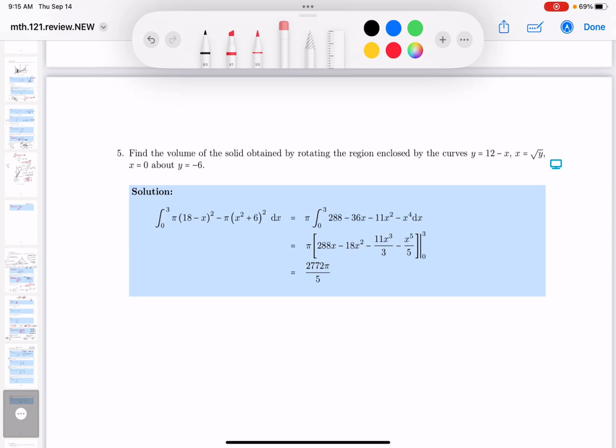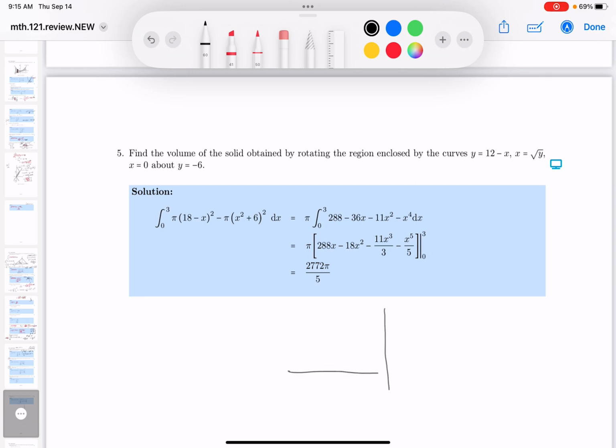Okay, so find the volume of the solid obtained by rotating the region enclosed by the curves. I do see that. And I got the x equals 0, about y equals minus 6. Well, again, I need to visualize it. And the problem with visualization, if you can't visualize it, it's really tough to set the integral up.